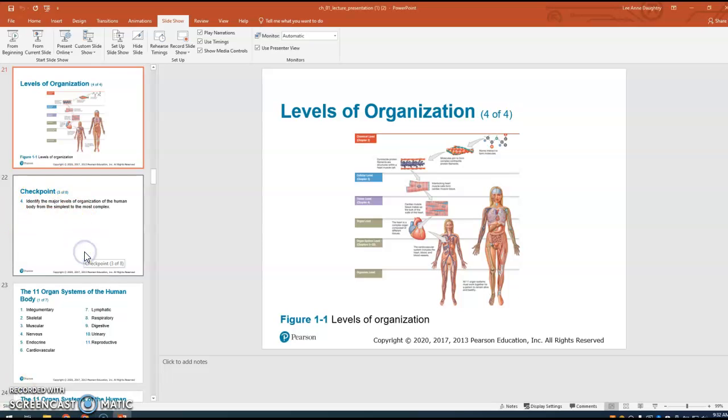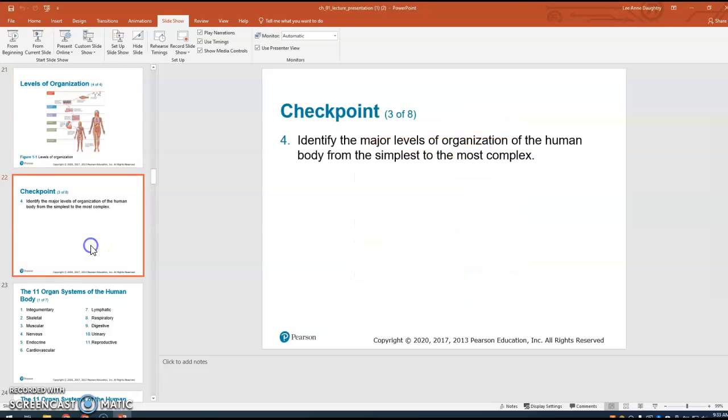This is part 2 of the Chapter 1 lectures. We left off with this slide here, and I wanted to make sure that you knew exactly what I was looking for whenever you're asked to list the levels of organization from simplest to the most complex.